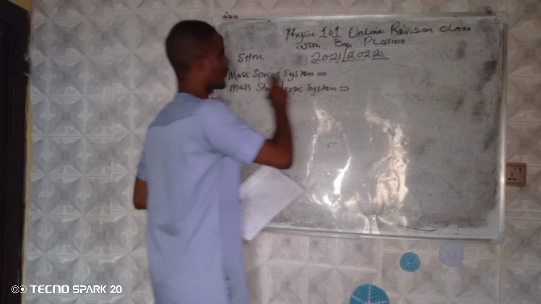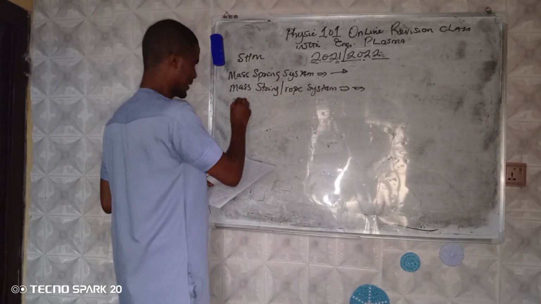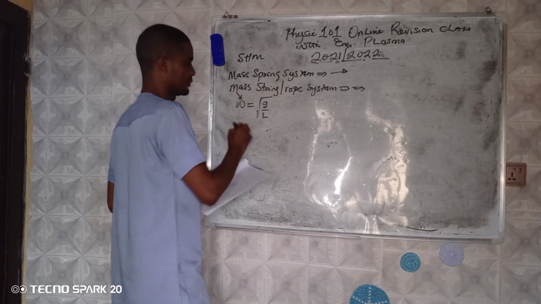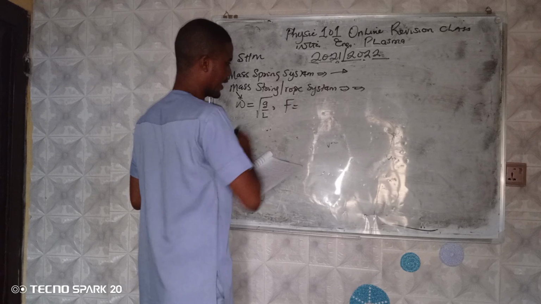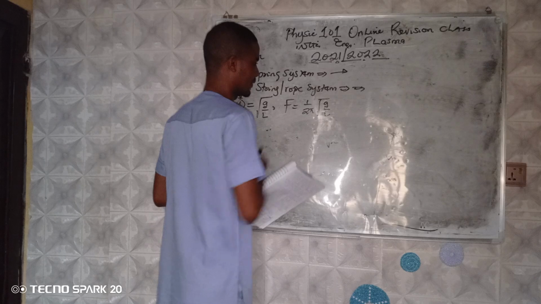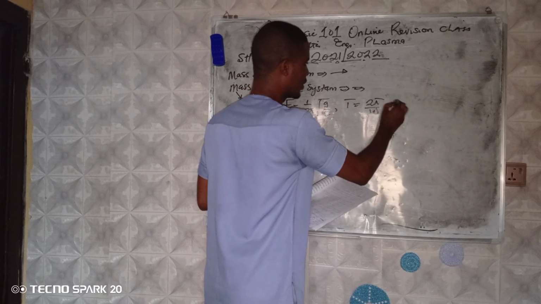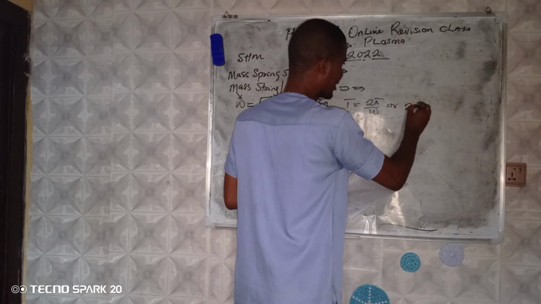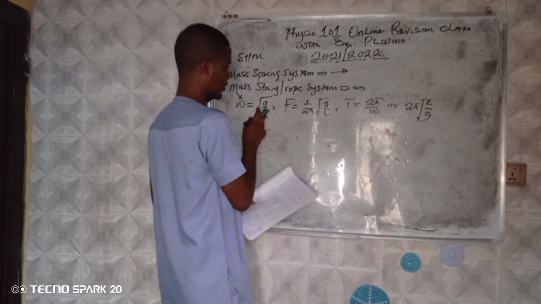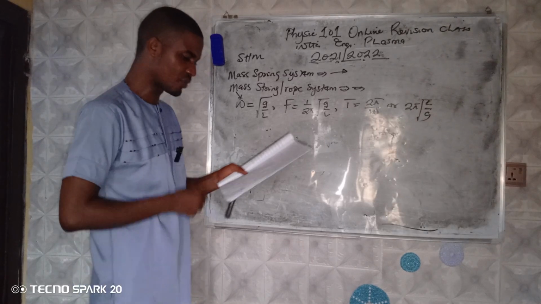We saw formulas that relate to the mass rope system. Under there we saw that angular velocity is given as root of g over L. Frequency is given as 1 over 2 pi root of g over L. Period is 2 pi over W, or 2 pi root of L over g. Watch, it is upside down so that you will know: this is g over L, this one is g over L, while this one is L over g.